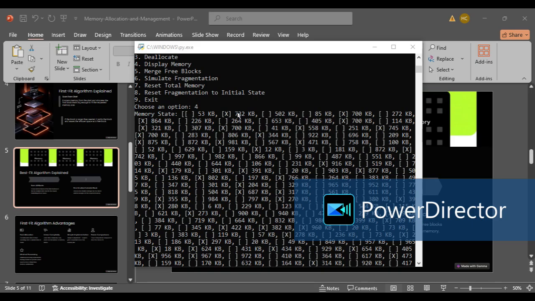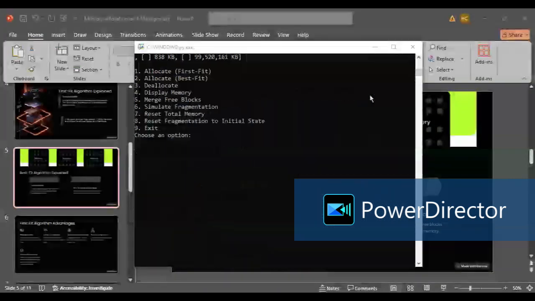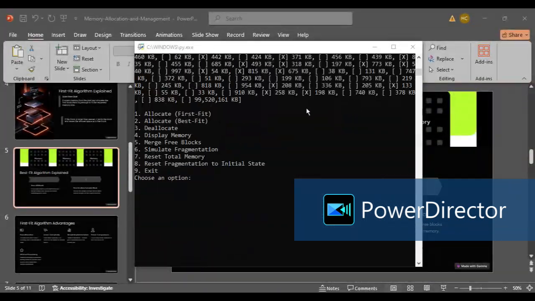So now we have a clear understanding of how the first fit allocates blocks. When it scans, it starts scanning the memory. When it finds the first available memory that is big enough to accommodate the requested memory, it allocates the memory there, and if there are leftovers, it leaves them as free space.